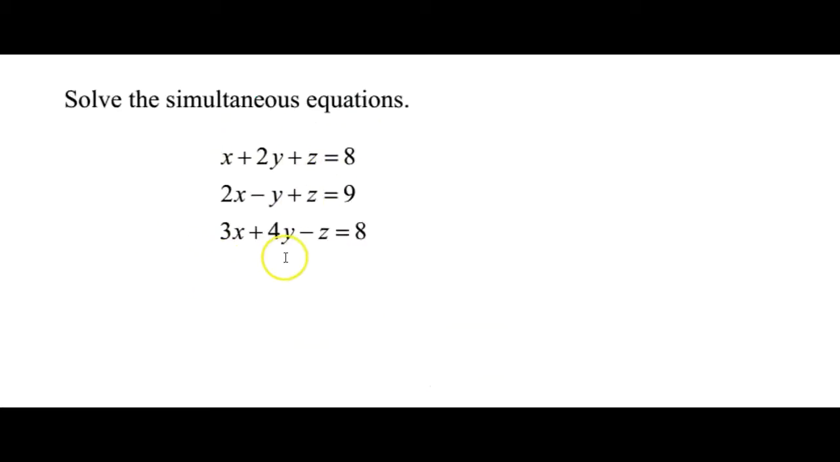For the second example, I'm going to solve the simultaneous equations, which are linear equations, and we have three unknowns, that is x, y, and z. All right, and here I'm going to use the elimination method. First, I will name the first equation as equation 1, the second as equation 2, and the third equation is equation 3.